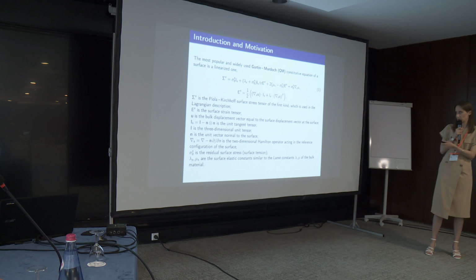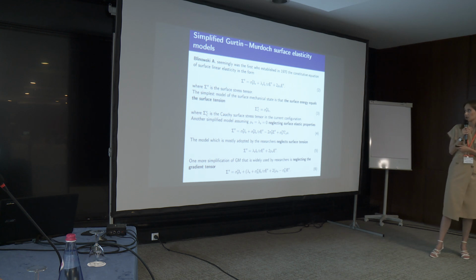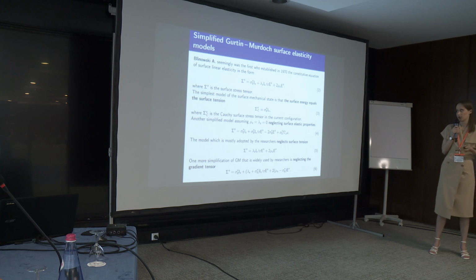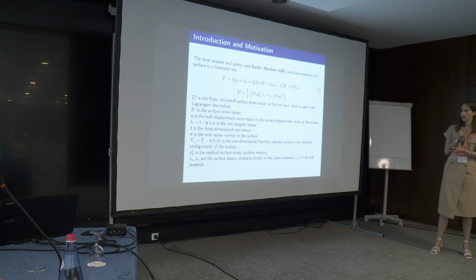So if we go back to this, you can see these 4 terms. The first simplification was made by Blinovsky; this constitutive equation of surface linear elasticity we present in form 2. So we can see that the residual surface stress appears only in the first term. In all other terms, it is equal to 0. So it's the first simplification. The second one is when we take the surface energy equal to the surface tension. So we have only the first term of this equation.